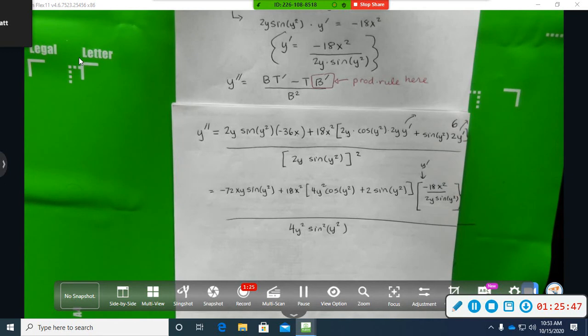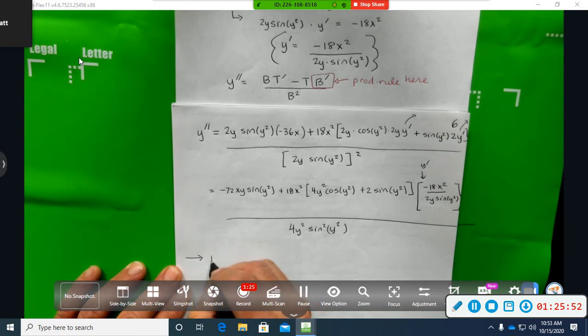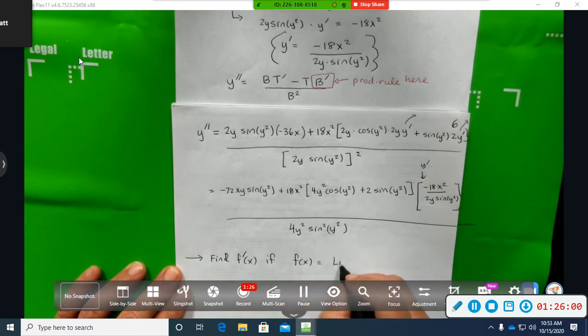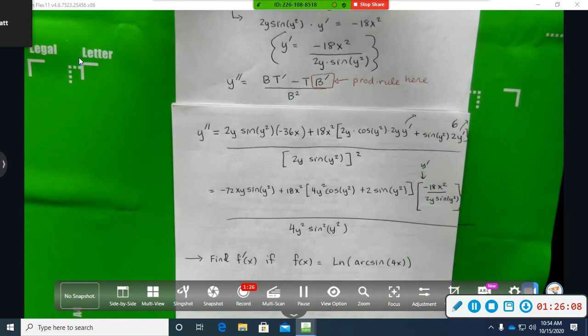Okay, so here's another one. Find f prime of x if f of x is the natural log of the arc sine of 4x. So, sneak in my inverse trig functions. We have derivative rules for those. It's also the chain rule for the logarithm. The derivative of the log of u is 1 over u times u prime. So you've got to remember the derivative formula for the arc sine.